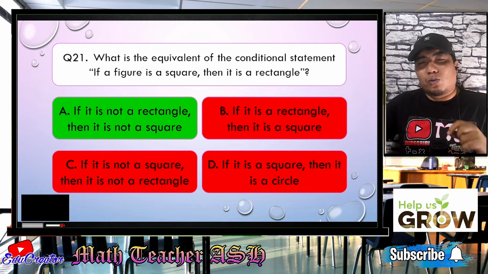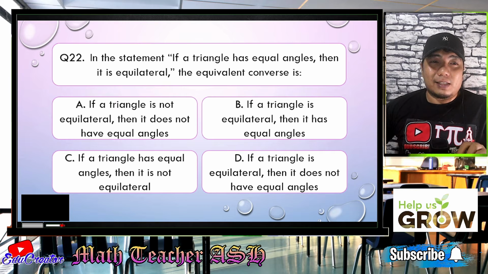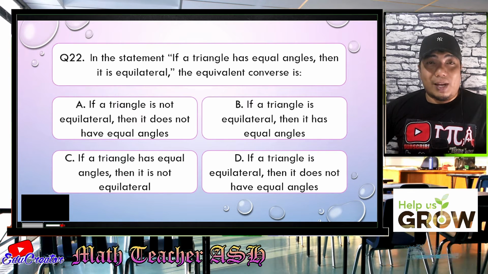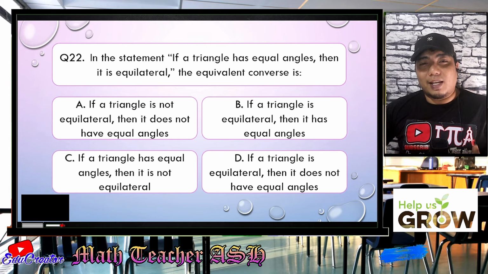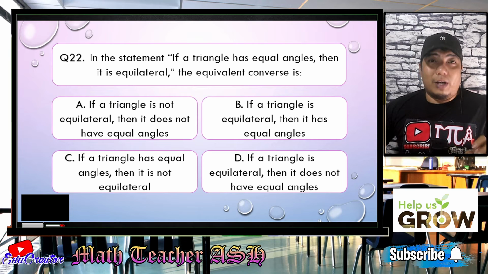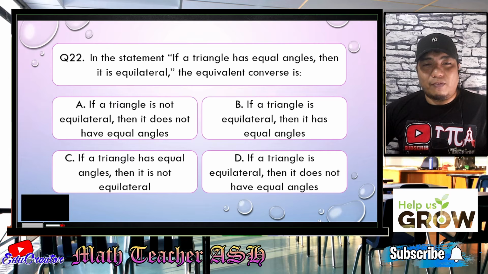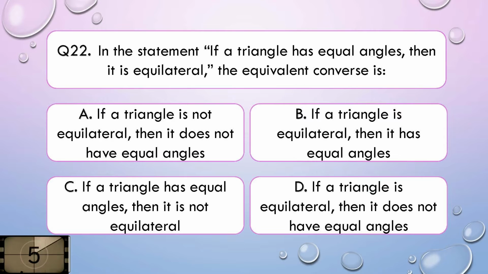Now let us go to question number 22. In the statement, if a triangle has equal angles, then it is equilateral, the equivalent converse is: A, if a triangle is not equilateral, then it does not have equal angles. B, if a triangle is equilateral, then it has equal angles. C, if a triangle has equal angles, then it is not equilateral. Or letter D, if a triangle is equilateral, then it does not have equal angles. Alright, I'll give you 5 seconds to think about your answer.